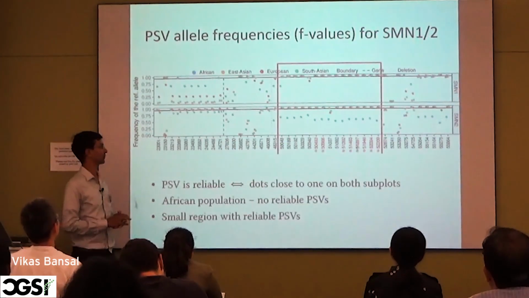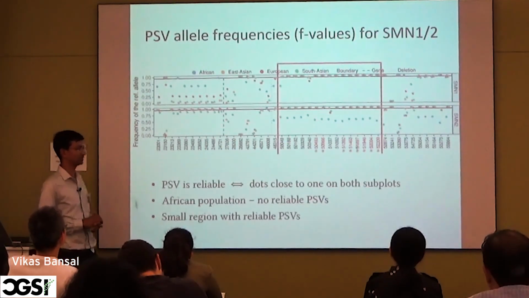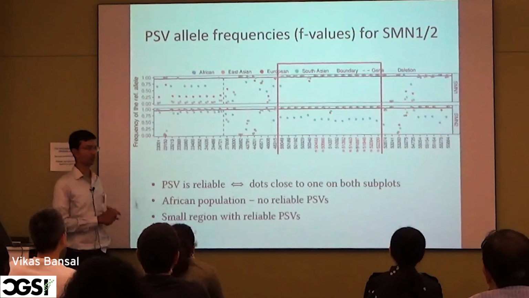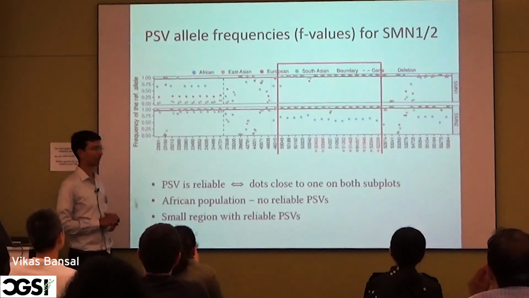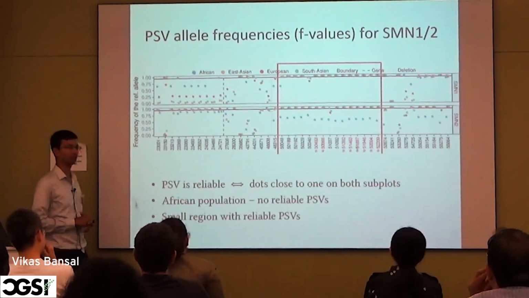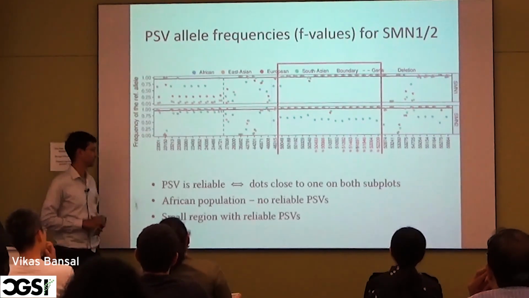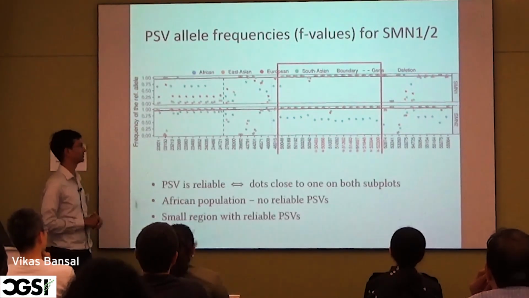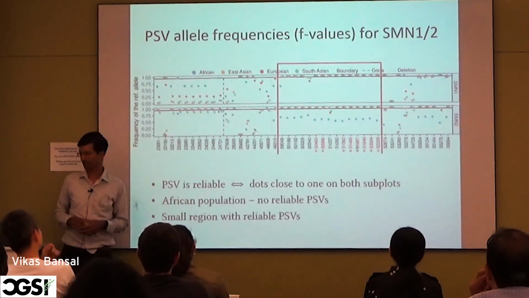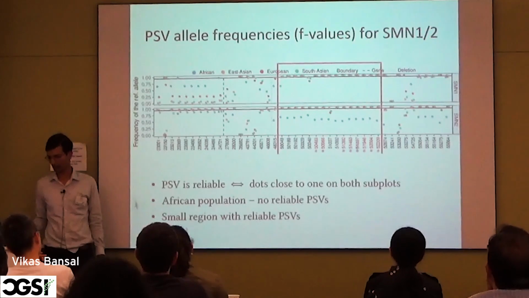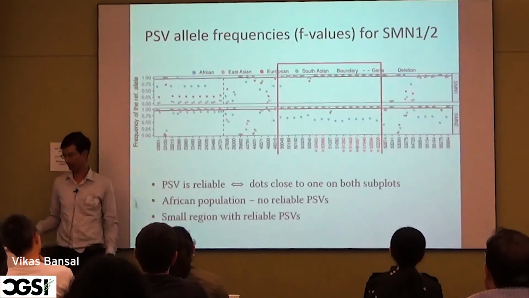And going back to the SMN1 gene that we talked about earlier, in this case we were able to find a small region where all populations except African populations have reliable PSVs that can be used to estimate the paralog-specific copy number. However, African populations show a different structure where there are no reliable PSVs. So for individuals with African ancestry, it's not possible to estimate the paralog-specific copy number, at least using our method.